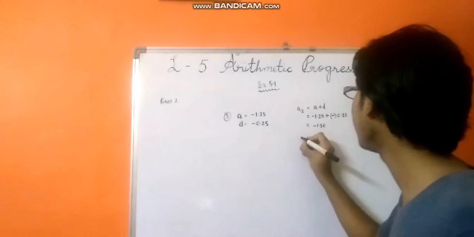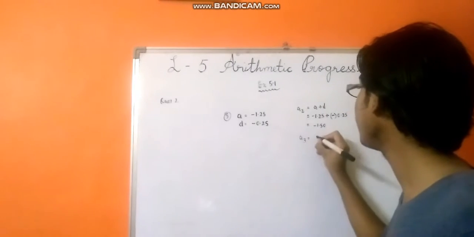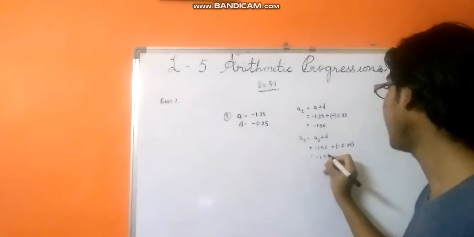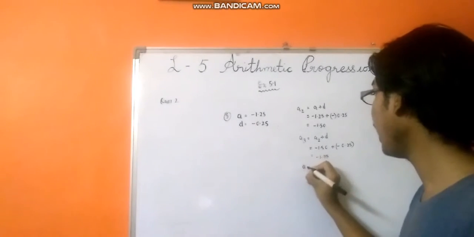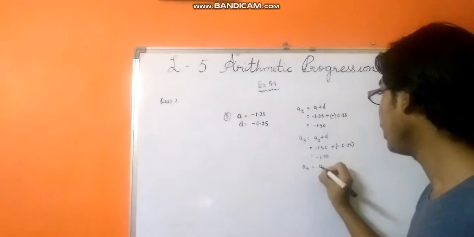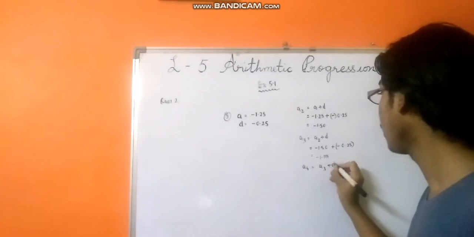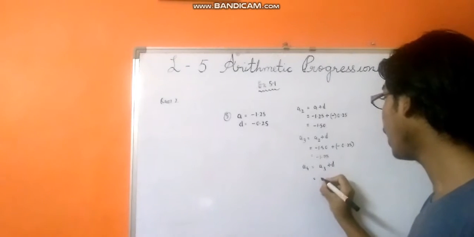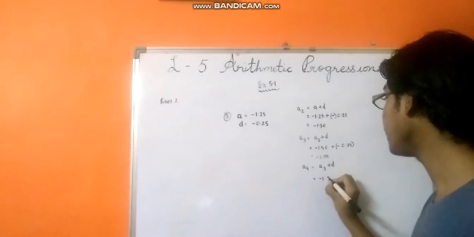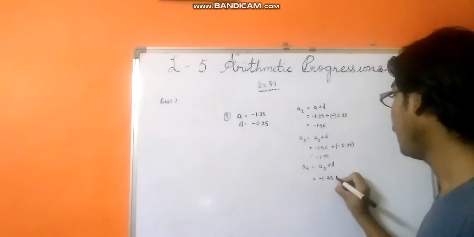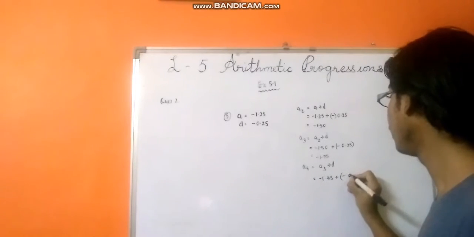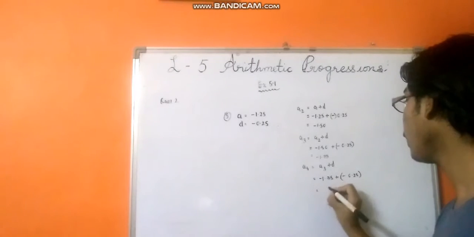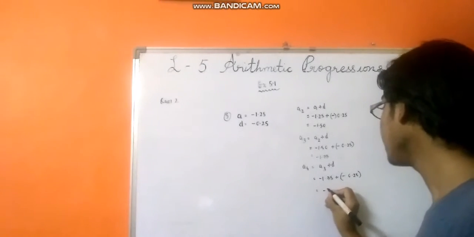Now let us look at the third term. Third term would be a3, which is equal to minus 1.75. Now let us look at a4, a3 plus b, because a3 is your previous term. What was your previous term? We had found out as minus 1.75 plus minus 0.25. Plus minus will become minus. So what will happen? We'll add them: minus 2.